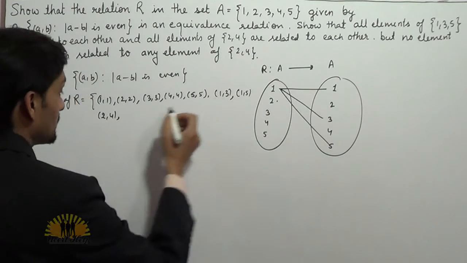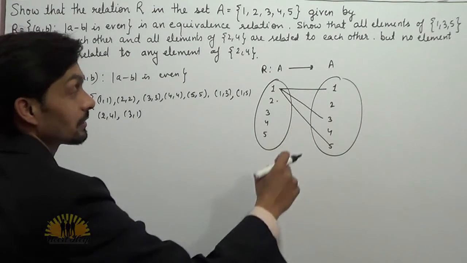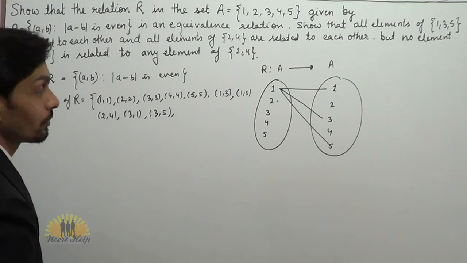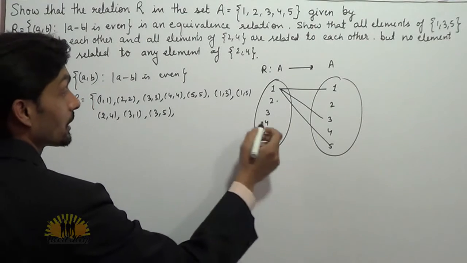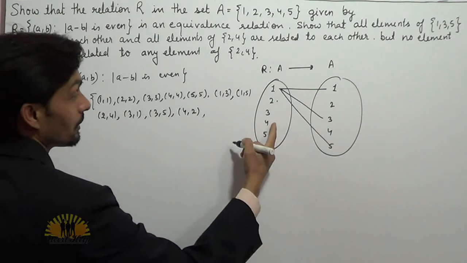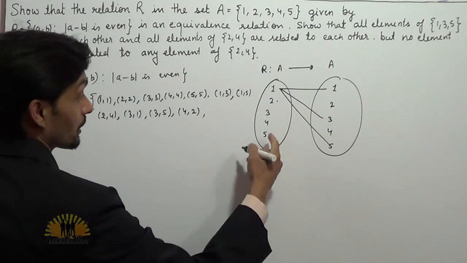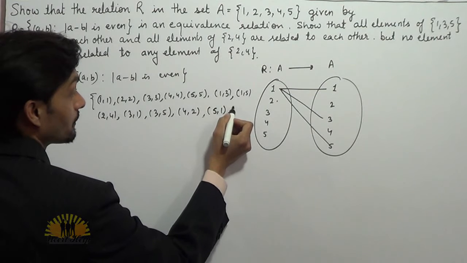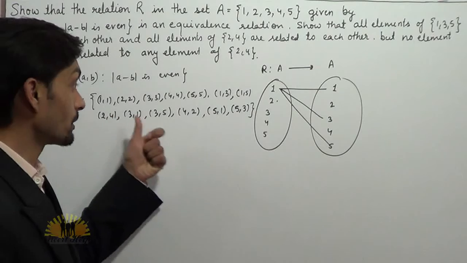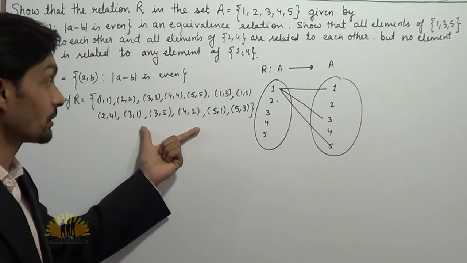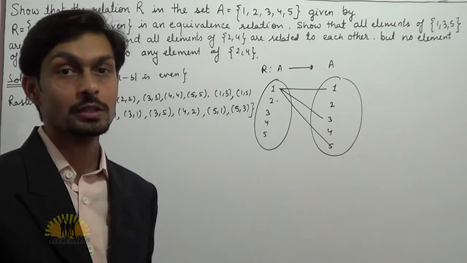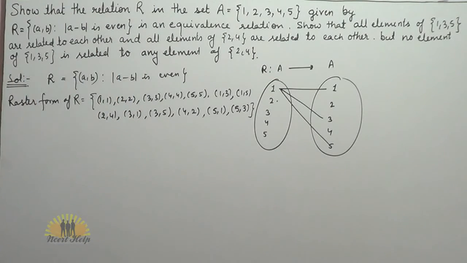Then for 3, (3, 1), because its difference is even, then (3, 3) already taken, and then (3, 5). Now, for 4, (4, 4) already taken, the difference of 4, 1 is odd, so it will be (4, 2), its difference is even, then (4, 4) already taken. Now for 5, (5, 1) and (5, 3). These are the ordered pairs which will be contained in R. This is the roster form of relation R, and each pair contains two numbers whose difference, in magnitude, is an even number.